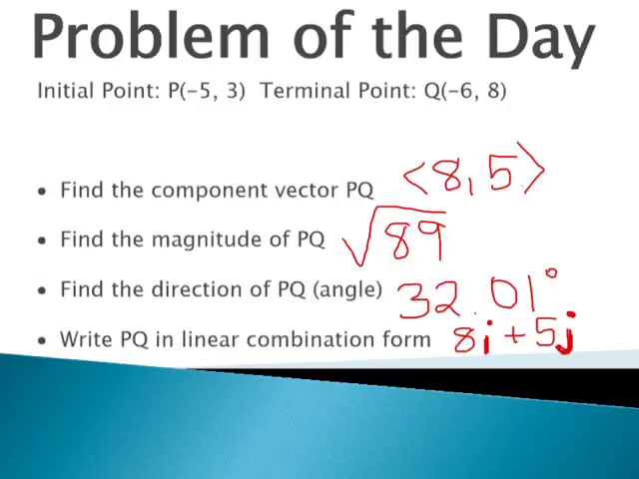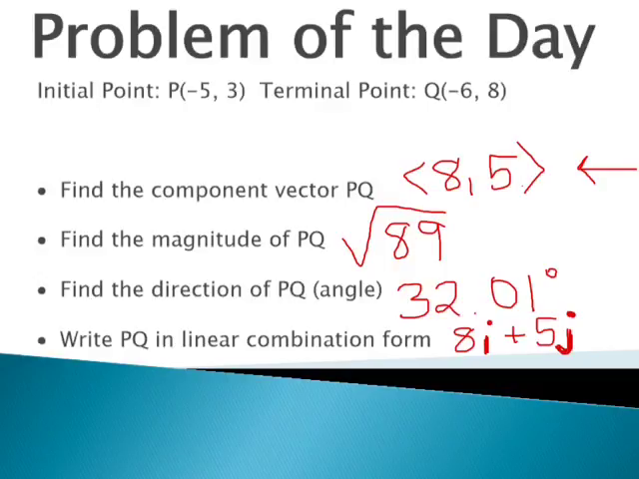Okay, here are the answers to the problem of the day. Your vector PQ should be the vector <8, 5>. When we have these chevrons, that means it's in component form. Our magnitude is square root of 89. Square root of 8 squared plus 5 squared makes square root of 89.